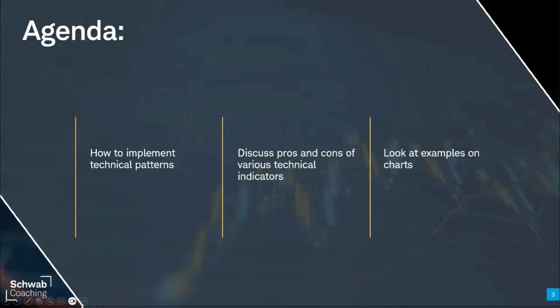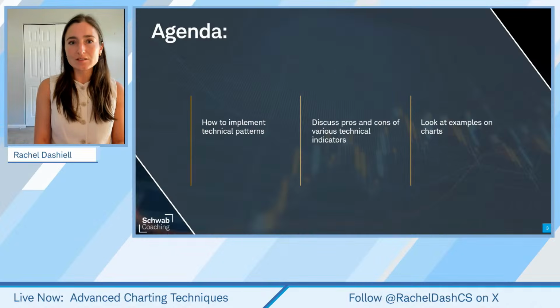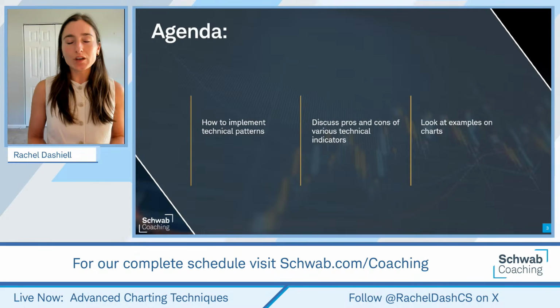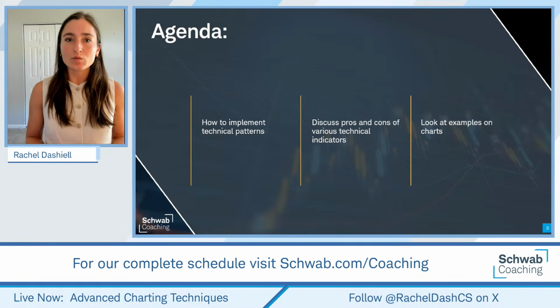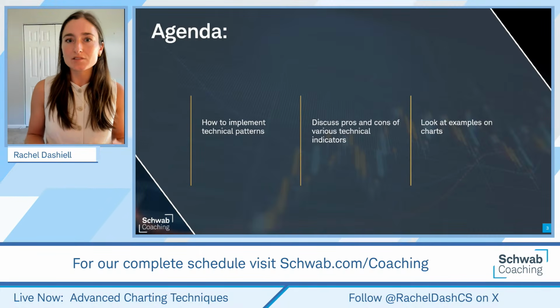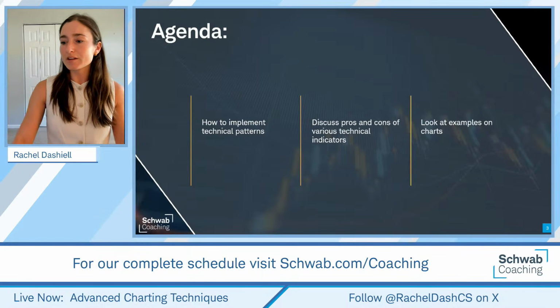As far as our agenda today, we're going to start with a really quick market overview. As you can see, the markets have been pretty loud today. We're having a little bit of volatility, so there's definitely a few different things to look at. We'll then pivot into the meat of our webcast, which is how to implement some of these technical patterns, the pros and cons of various technical indicators, and look at some examples on the charts. So again, we're focused on Elliott Wave Theory and looking at corrective waves. Last time we looked at impulse or motive waves. Now we're getting into corrective waves.